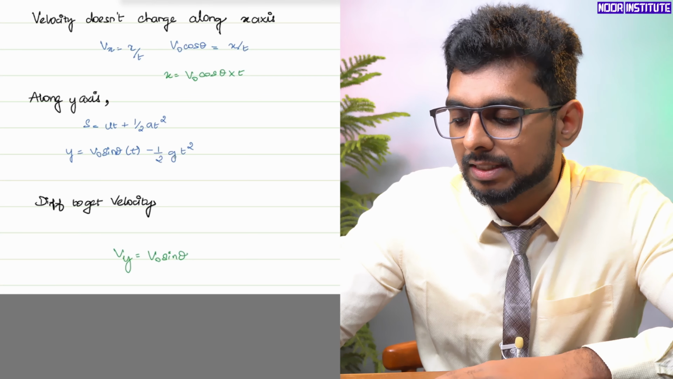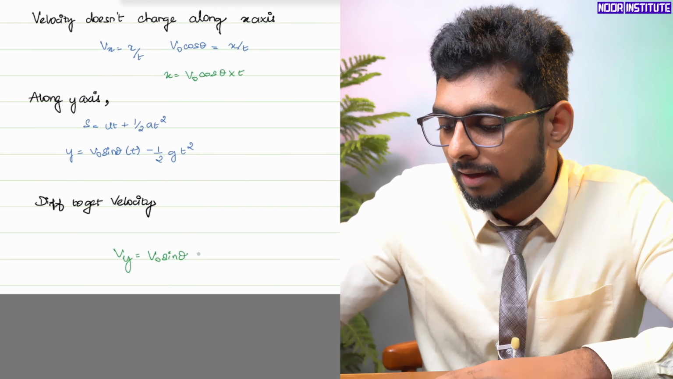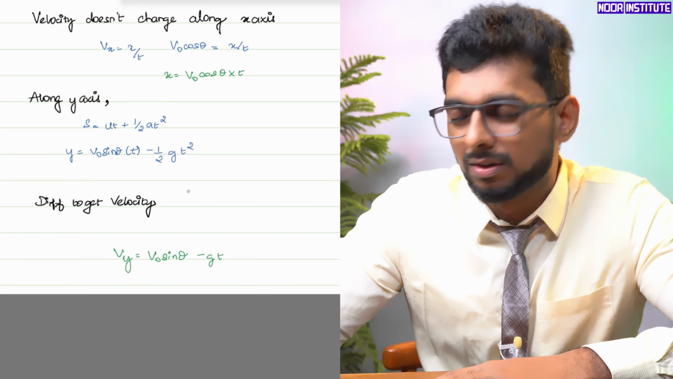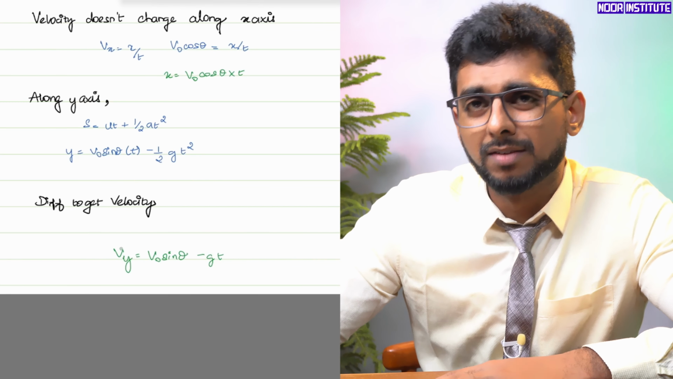and then if I differentiate the second term, t square will be nothing but 2t, right? So you'll have minus gt. Fine, so the 2 will get cancelled, and then you'll just end up getting minus gt. So this will be the velocity along the y.